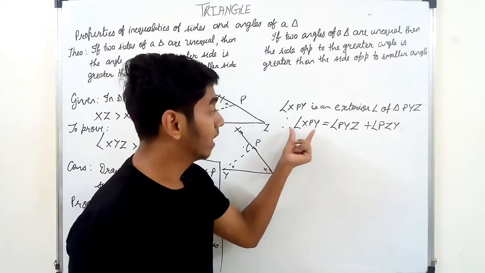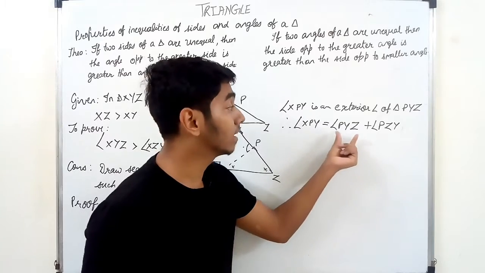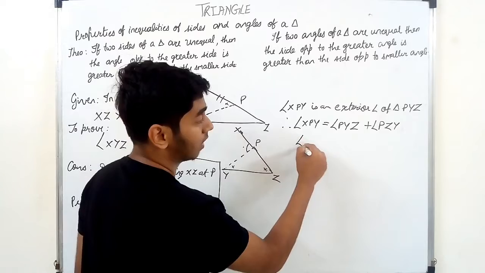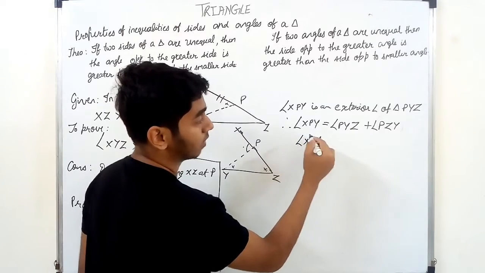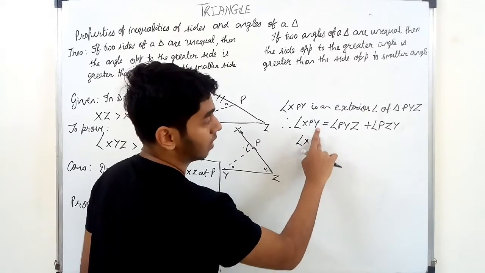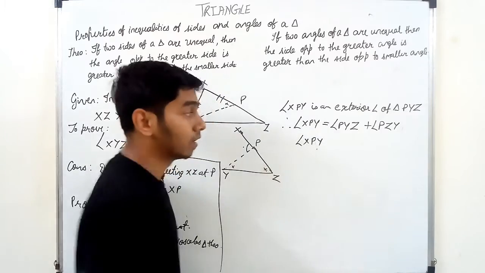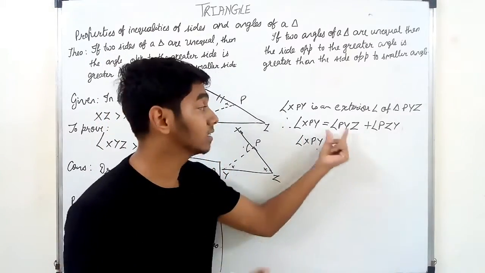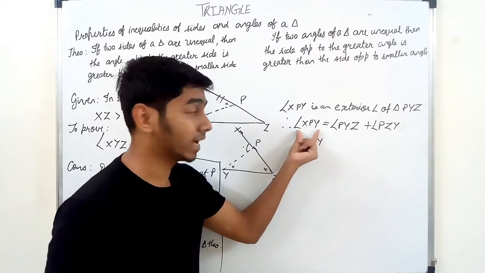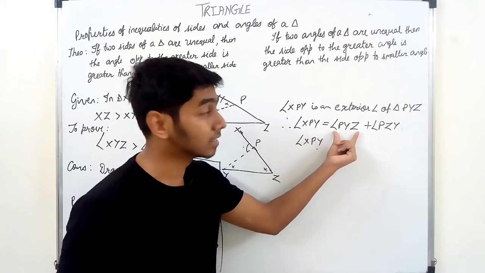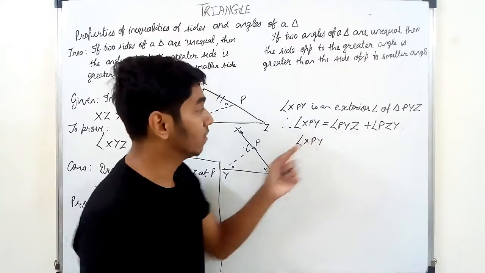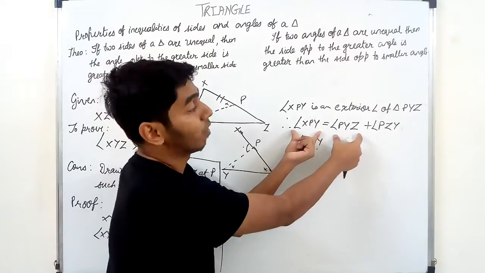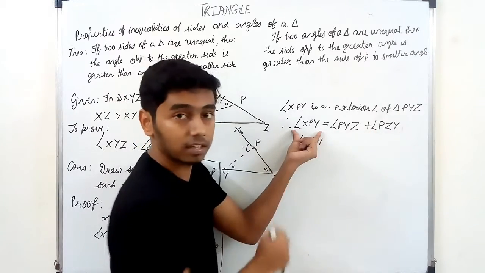So can we say that the exterior angle is greater than the interior angles individually? I'll just take XPY, because exterior angle is equal to the sum of the two angles. So this exterior angle will be greater than this angle. Yes or no? If I say XPY, exterior angle is 100, then let's say this is 40 and this is 60.